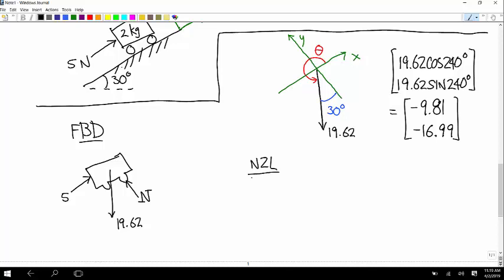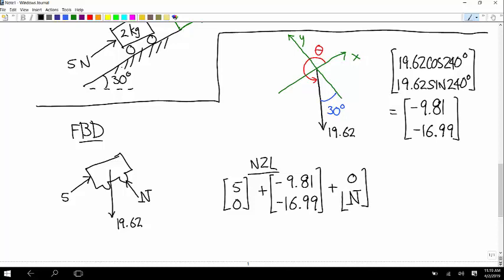Newton's second law says, in this coordinate system, how do we represent that 5 Newton force? 5, 0. That's just in the positive x direction. The weight force is what we calculated, negative 9.81, negative 16.99. The normal force always just appears as 0, N. While you're writing that, you can take a little mental break. It's not very long, but. And that's all the forces.